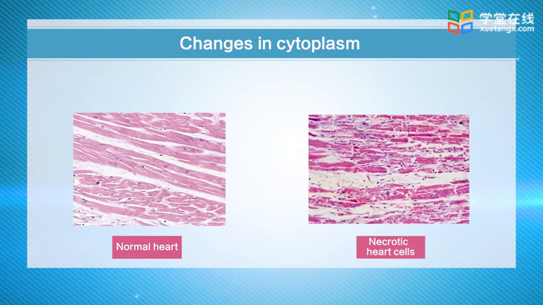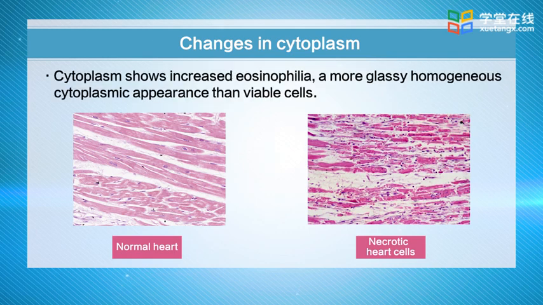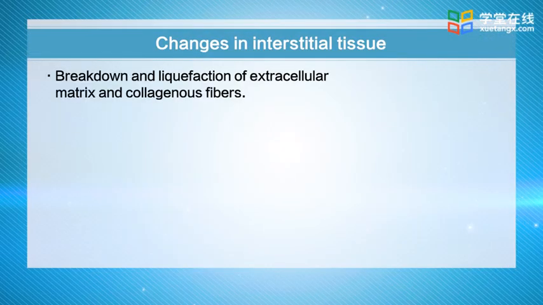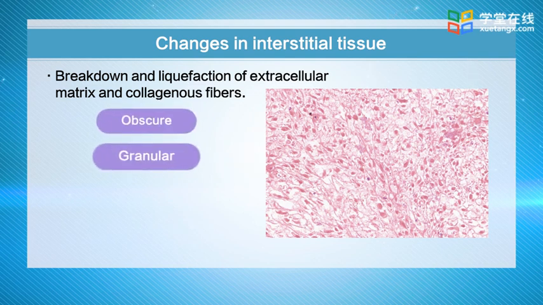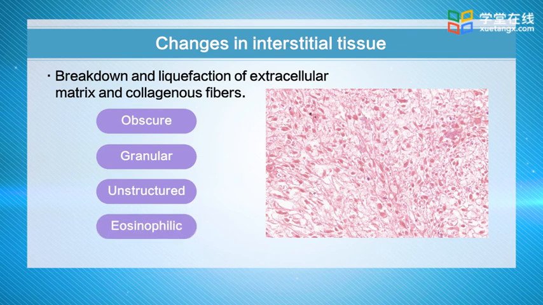Cytoplasm shows increased eosinophilia due to enhanced binding of eosin to denatured cytoplasmic proteins and loss of RNA. We can see a more glassy, homogeneous cytoplasmic appearance than viable cells, mostly because of the loss of glycogen. Rupture of the necrotic cell membranes causes cellular contents to leak out, inducing inflammatory reaction. Breakdown and liquefaction of interstitial tissue produce a sheet of obscure, granular, unstructured eosinophilic material.